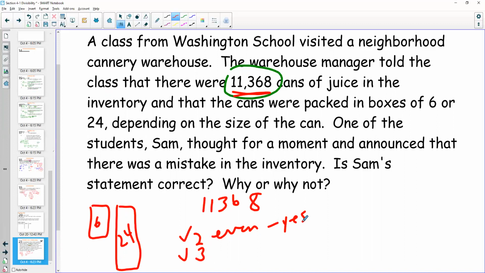Divisible by 3 means we take the sum of the digits, and that sum has to be divisible by 3. So 1 plus 1 plus 3 plus 6 plus 8. Let's see, 2, 5, 11, 19. Oh, 19 is not divisible by 3, so that's not going to work. So he's right. You can't have this many cans and have them packed into boxes of 6 or 24 because it's not divisible by 3, so it's not divisible by 6, because it has to be both of these to work.